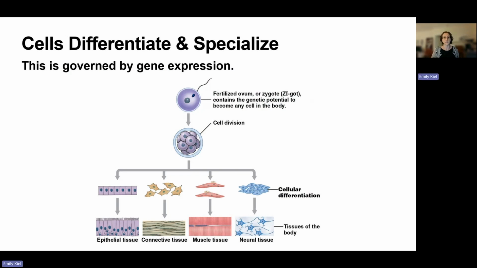Cells differentiate and specialize, and this is governed by gene expression. So the fertilized ovum, so the fertilized egg, also known as the zygote, has the genetic potential to become any cell in the body. But as it divides, the cell is going to become its final functional form. So for example, in the zygote, we've got unspecialized cells, but we have more differentiated and specialized cells in the epithelial tissues, the connective tissues, the muscle tissues, and the neural tissues.